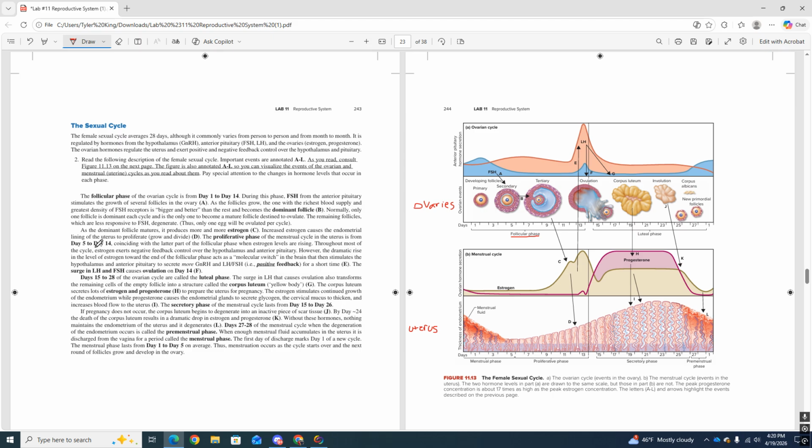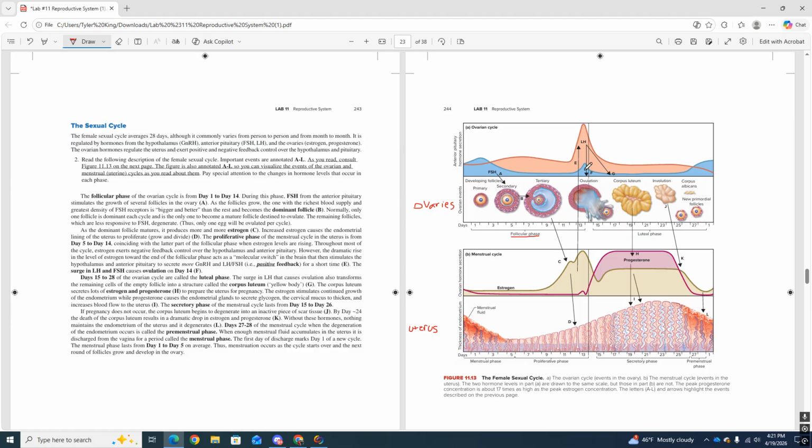Throughout most of the cycle, estrogen exerts negative feedback control over the hypothalamus and the anterior pituitary. But because of the dramatic rise in estrogen towards the end of the follicular phase, it acts as a molecular switch in the brain that then stimulates the hypothalamus and the anterior pituitary to secrete more GnRH and LH and FSH. We don't need to really worry about GnRH here, but it recruits more LH and FSH. So this is via positive feedback. And it does that for a short amount of time via letter E here. So that surge in LH and FSH causes ovulation on day 14.